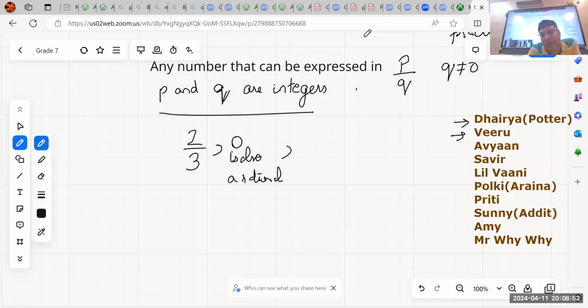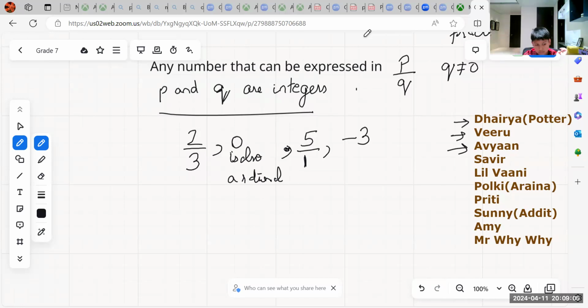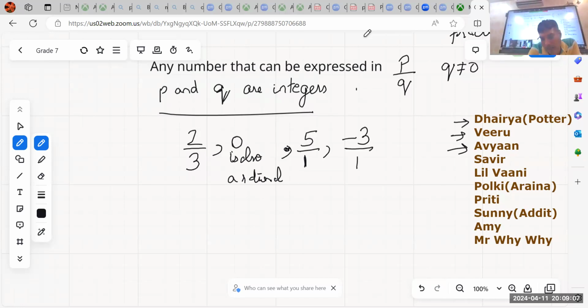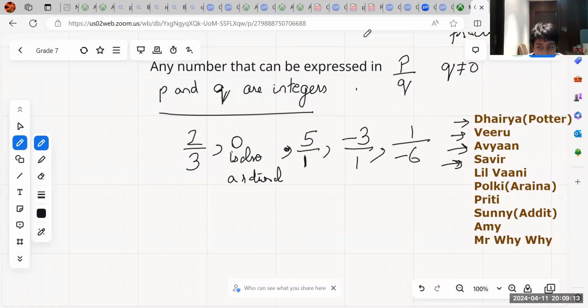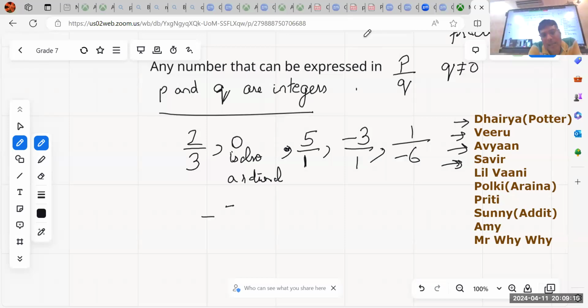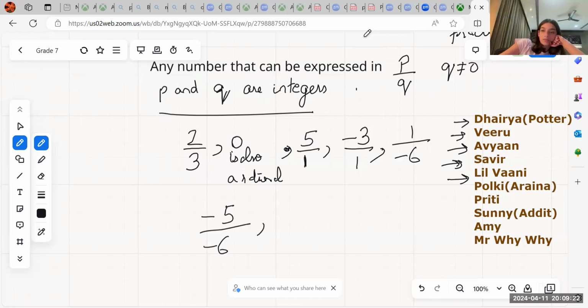Next, Viru, 5, rational number or not? Sir, yes. 5 can be written as 5 by 1. Avyan, what about -3? Yes. -3 can be written as -3 upon 1. Savera, 1 upon -6, rational number or not? Yes, sir. -5 upon -6, rational number or not, Lilwani? Yes, sir.